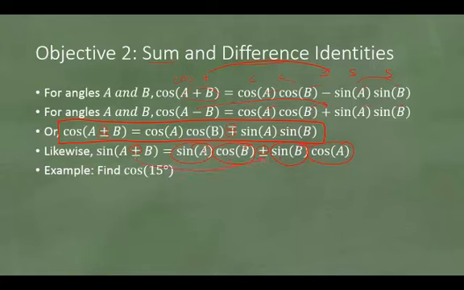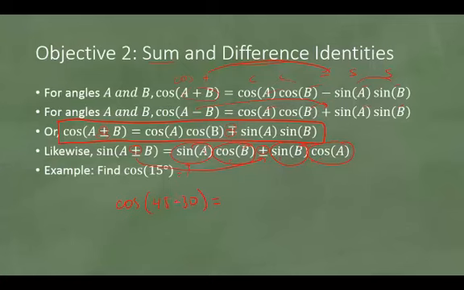Okay. So let's look at an example. The more you practice this, the easier it'll get. Cosine of 15. Because this is not one I should have memorized, I'm going to use 45 minus 30. Why do I want to use 45 and 30? Because I know those values. I know cosine 45, cosine 30, sine 45, sine 30.